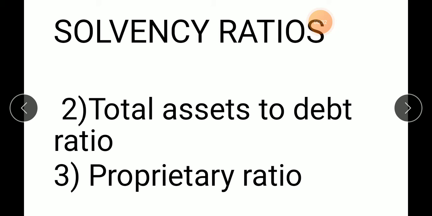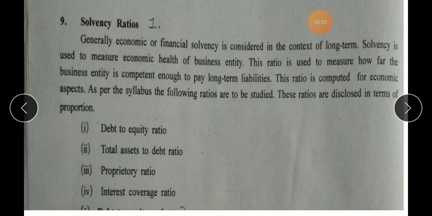In the previous lecture, we understood the debt to equity ratio, and on the basis of that, we solved several illustrations. And I gave you homework, at least 3 sums, for calculating the debt to equity ratio. Yes, there are overall 4 solvency ratios. Firstly, the debt to equity ratio that we completed in the previous lecture. Second is the total assets to debt ratio that we are going to start now.